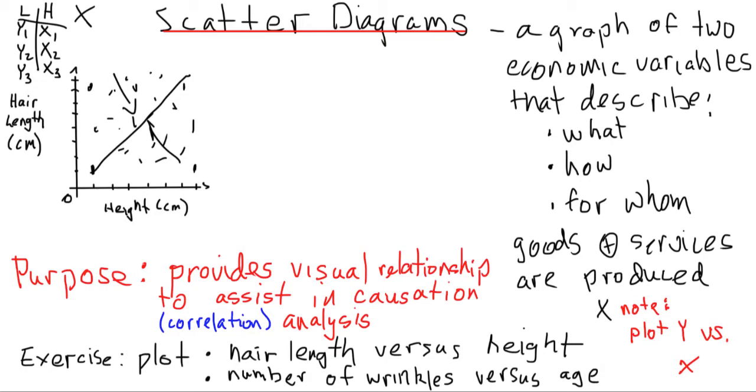Consider the second exercise, the number of wrinkles versus age. I have the graph. Now try to visualize what happens to the number of wrinkles on a person's face when they get older. Well, generally, they increase. Now, which variable is on which axis? Since I've written it out for you, number of wrinkles versus age, number of wrinkles should be on the y-axis and age on the x.